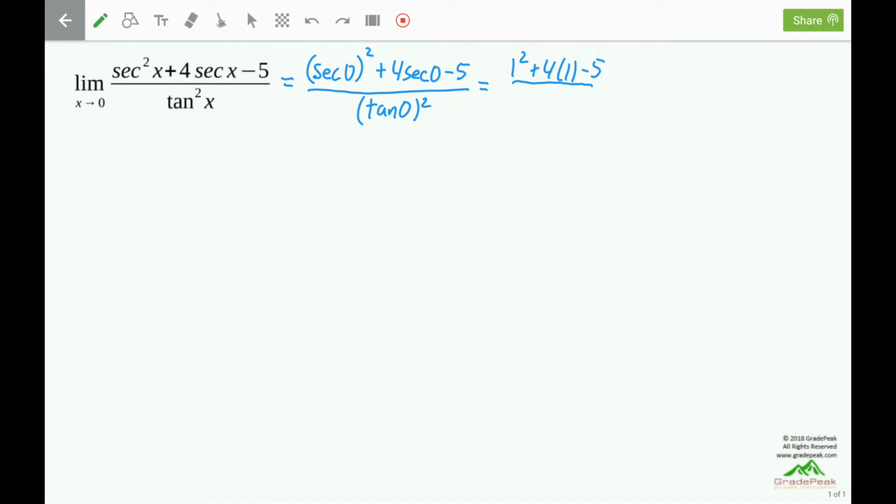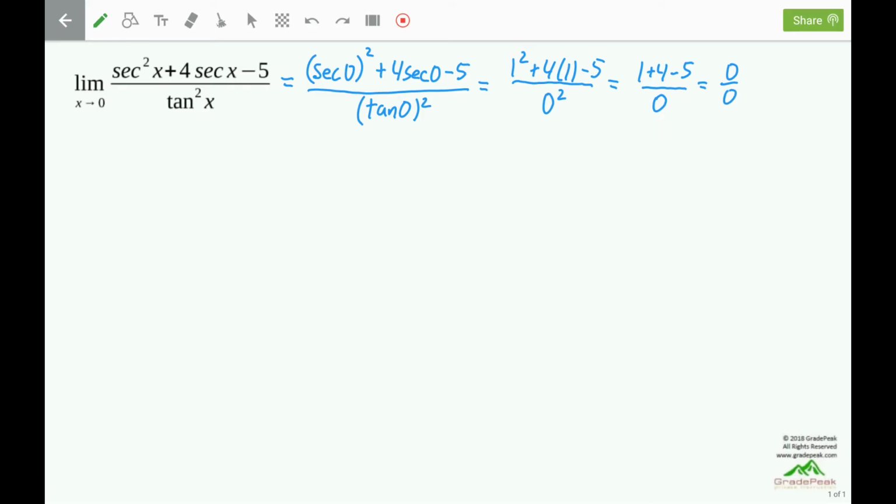0 over 1 is a 0, so we have a 0 quantity squared. 1 squared is 1. Positive 4 times 1 is positive 4 minus 5 over 0 squared is 0. 1 plus 4 is 5, minus 5 is a 0 over a 0. We have a 0 over 0 indeterminate form.